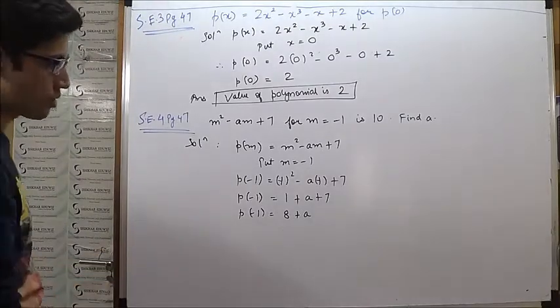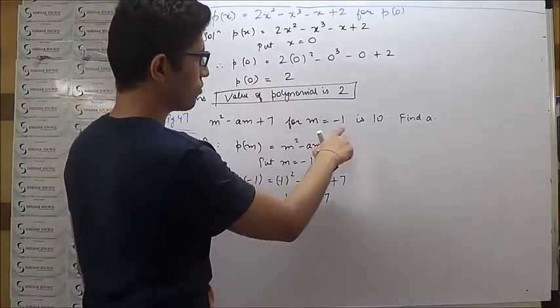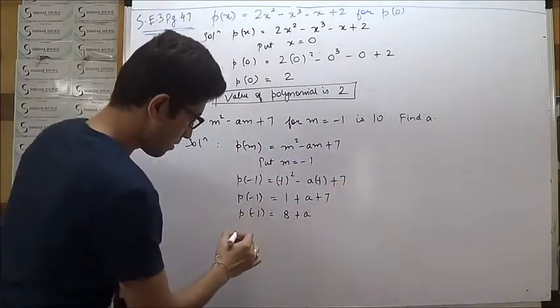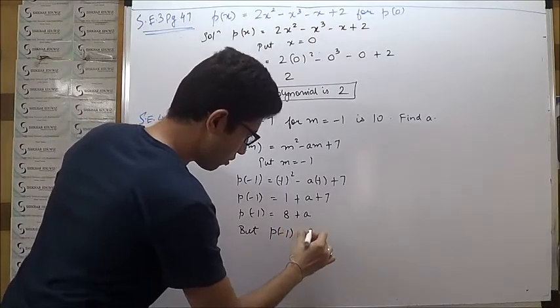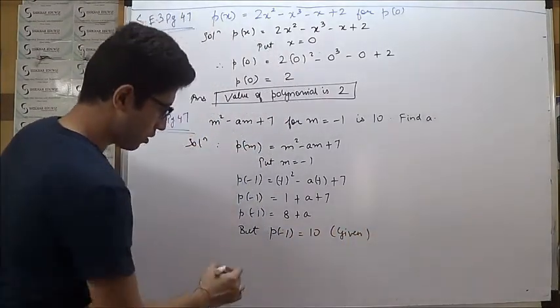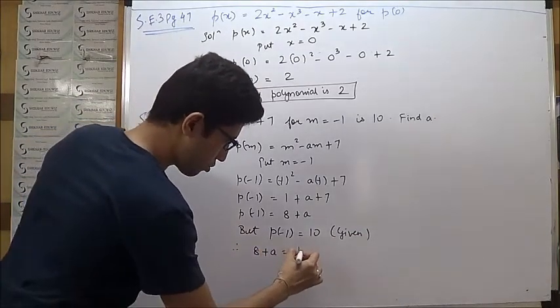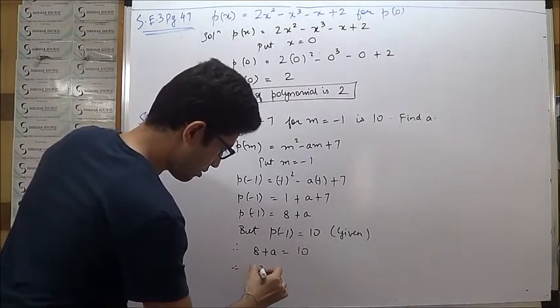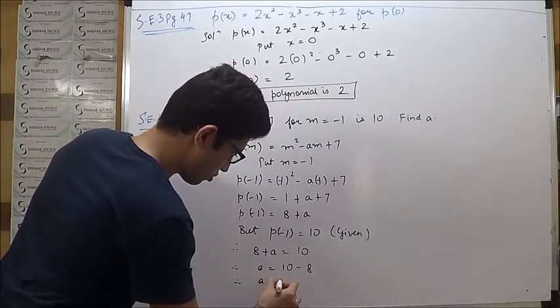So p of minus 1 is 8 plus a. But you know that p of minus 1 is 10. p of minus 1 is equal to 10. In the bracket, you are given this. Therefore, 8 plus a is equal to 10. Therefore, a is equal to 10 minus 8. Therefore, a is equal to 2.